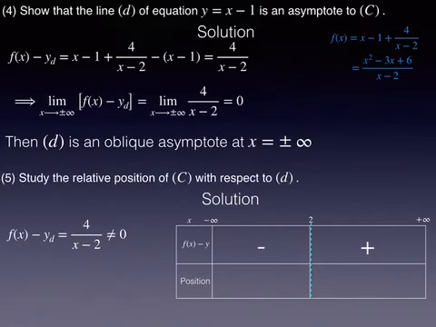Take any number between 2 and plus infinity, let's say 3. Then replace x by 3 in the expression of f(x) minus y_D. You will get a positive number. And also take, let's say, 0 between minus infinity and 2, replace x by 0 in the expression of f(x) minus y_D, you will get a negative number. So the sign of f(x) minus y_D is negative between minus infinity and 2, and positive between 2 and plus infinity. When the sign is negative, then the curve C should be below the straight line D. And when the sign is positive, then the curve C should be above the straight line D.